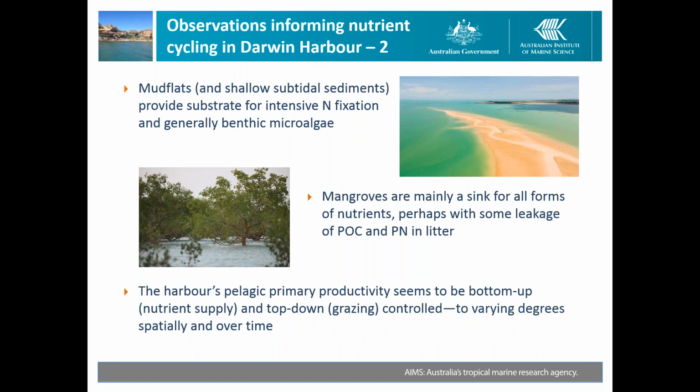Mudflats are a site for nitrogen fixation, bringing nitrogen into the system, whereas mangroves are an effective filter and sink for the nutrients, perhaps with a little leakage of particulate organic carbon and nitrogen in litter. Variable top-down and bottom-up controls seem to modulate primary productivity in the harbour's water column.